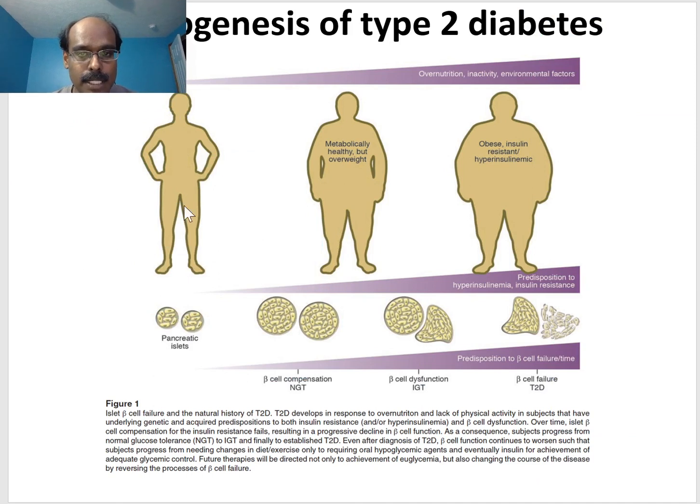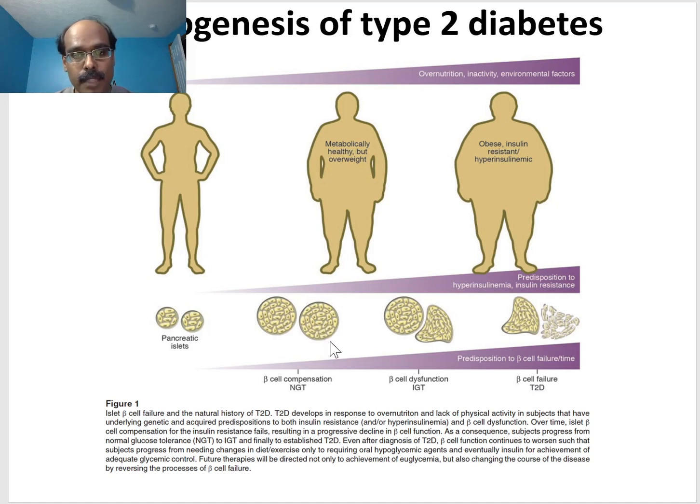So here what happens is, a healthy individual would have good levels of pancreatic islet cells that would produce a normal amount of insulin. If someone gets overweight, there will be compensation of beta cells, and the normal islet levels would be proliferated, and that proliferation would compensate the levels of insulin in the circulation.